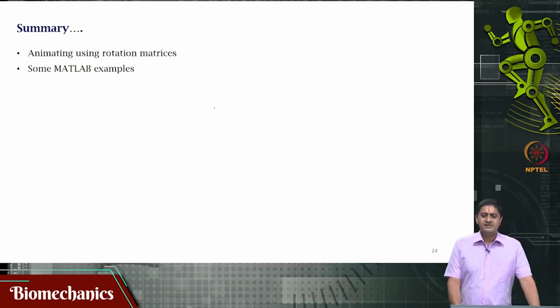So with this we come to the end of this video. In this video we looked at some examples of using rotation matrices for animations, and we saw some Matlab pseudocode of how we can use Matlab to plot the data that comes out from rotation matrices.